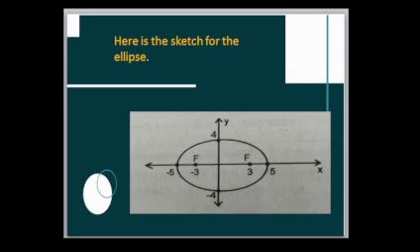So this is the graph. For c, the focus, we have positive and negative 3 and 0. For a, we have positive 5 and negative 5 and 0. And for b, we have 0 and positive and negative 4. So this is the sketch for that ellipse, x squared over 25 plus y squared over 16 equals 1.